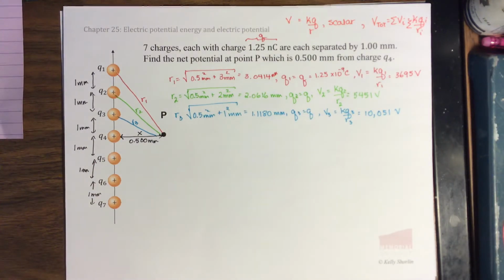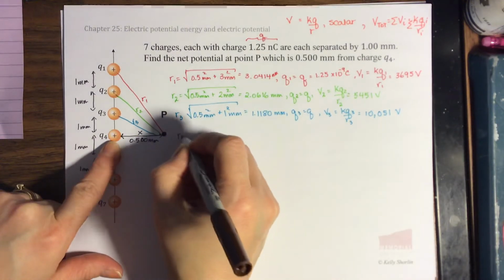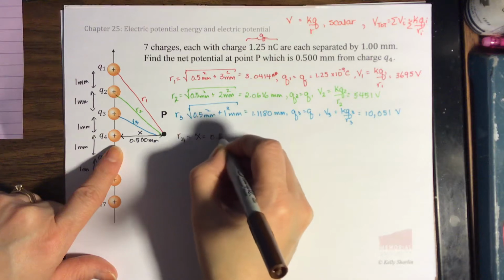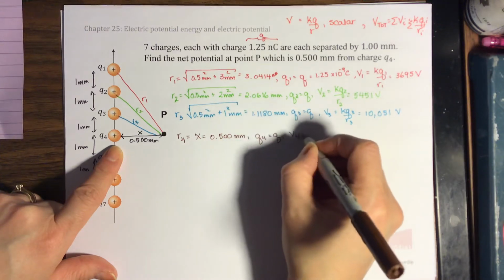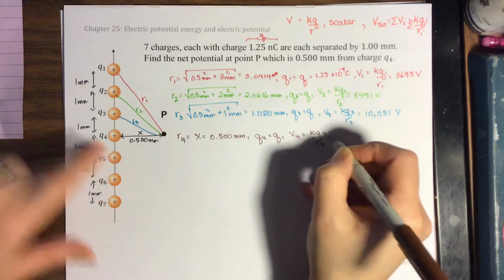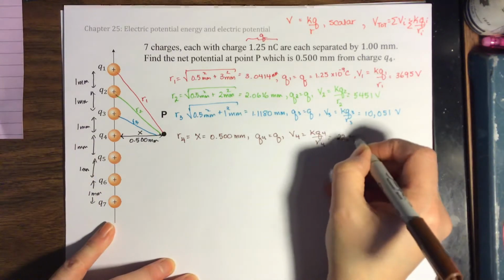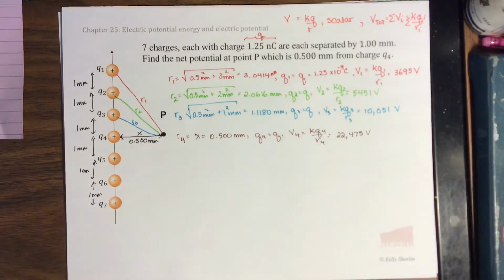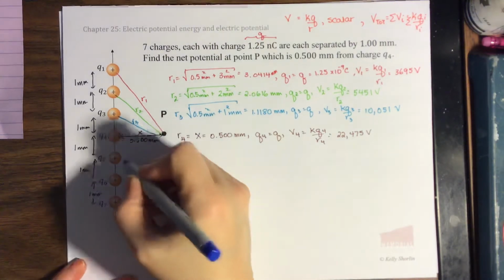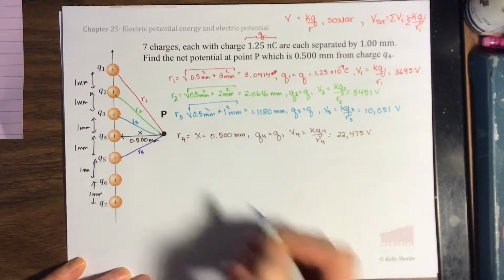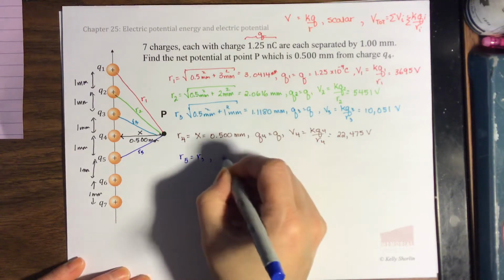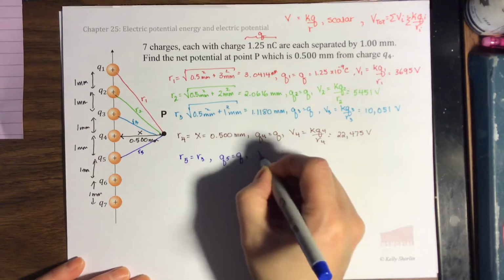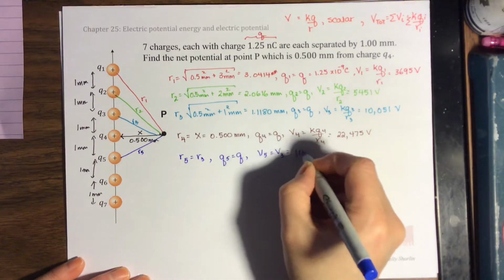Our fourth potential is due to charge 4. So R4 is equal to X, which is 1/2 of a millimeter. Q4 equals Q. V4 is KQ4 over R4. And that potential is 22,475 volts. Charge 4 is the closest, it has the biggest potential. Okay, next we get down to Q5. So Q5 is a distance R5 away. We see that R5 and R3 are the same. Q5 is our same charge Q. That means that V5 is the same as V3, 10,051 volts.